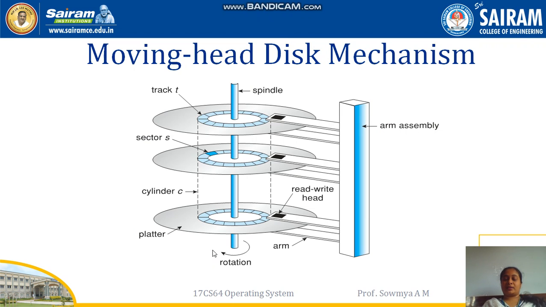A magnetic disk consists of a number of disks placed on a spindle. This spindle is placed with multiple platters. Multiple magnetic disks, we call them platters. Each platter will have tracks, and each track is divided into a number of sectors. Each sector will have a block of data. As the spindle rotates, the platters also rotate.